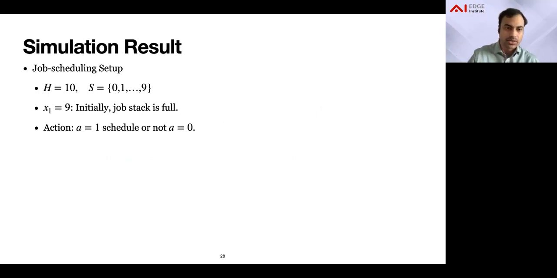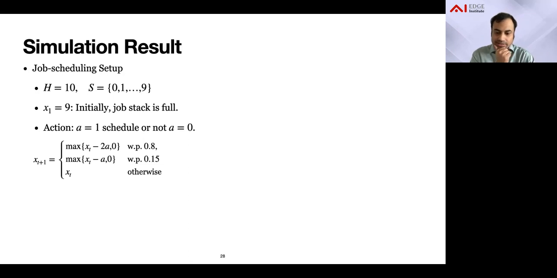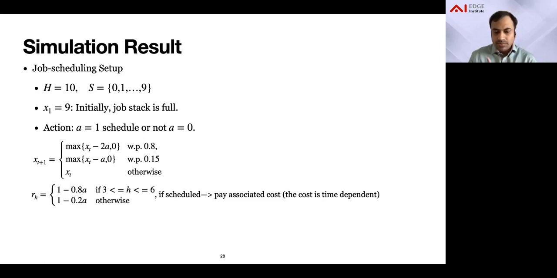Now, you can schedule or not. If you're scheduling, you can reduce your job space, or your state space, by at most 2. But you have some time-dependent reward, or here time-dependent cost, because of the energy cost, which might be time dependent. But you also get a utility. If you're reducing the state space, you are getting a utility.